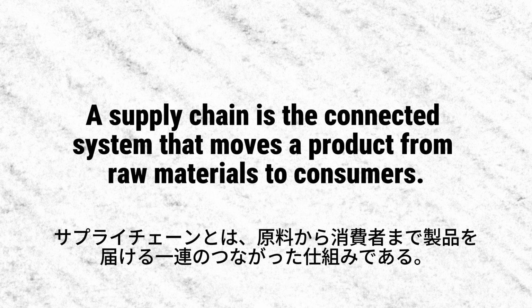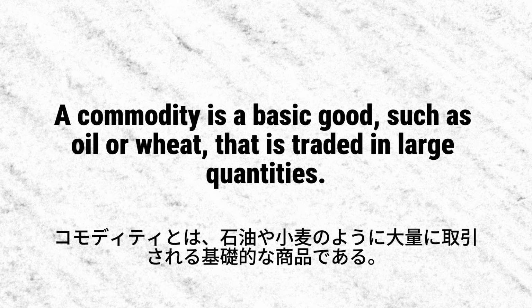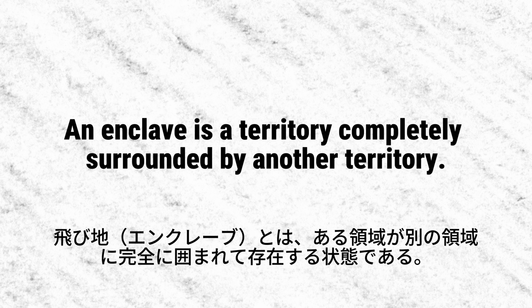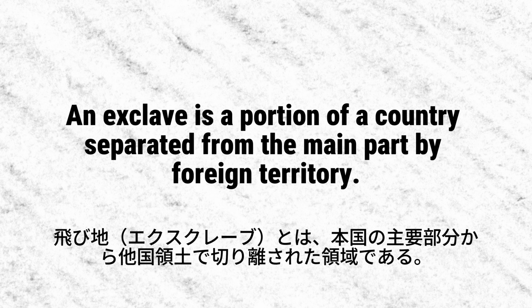A supply chain is the connected system that moves a product from raw materials to consumers. A commodity is a basic good, such as oil or wheat, that is traded in large quantities. A landlocked country is a country with no direct access to the sea. An enclave is a territory completely surrounded by another territory. An exclave is a portion of a country separated from the main part by foreign territory.